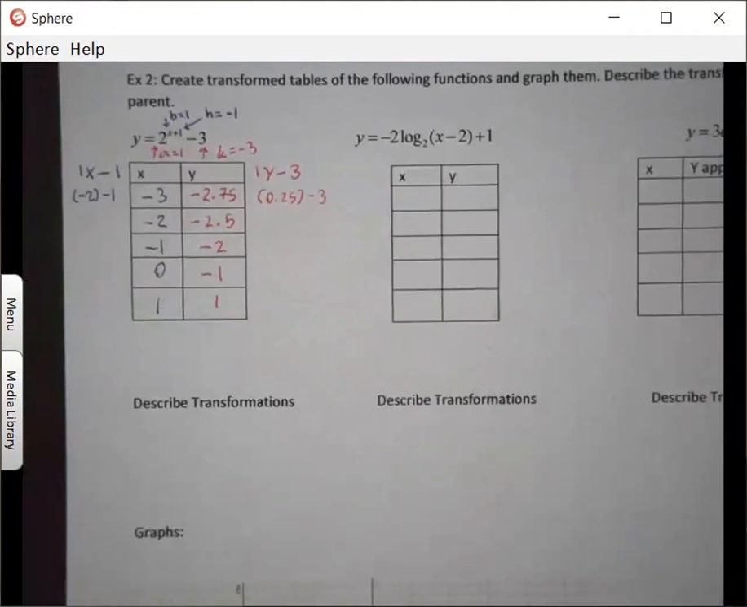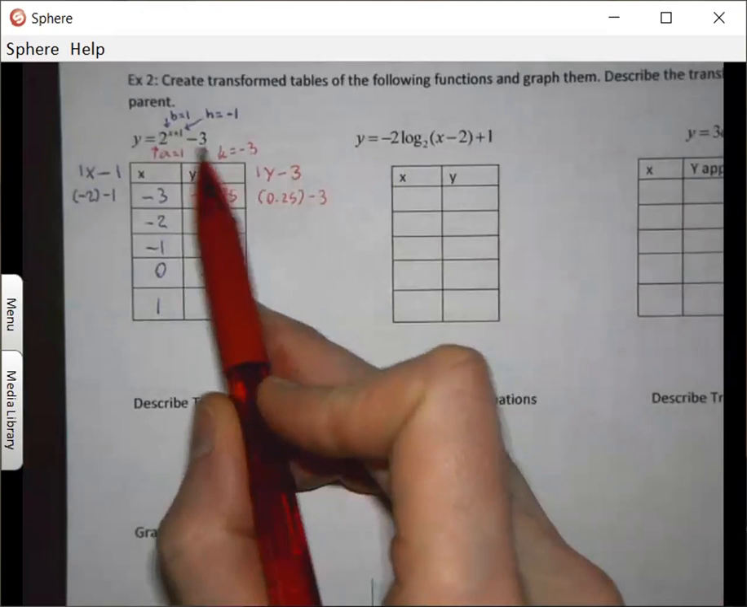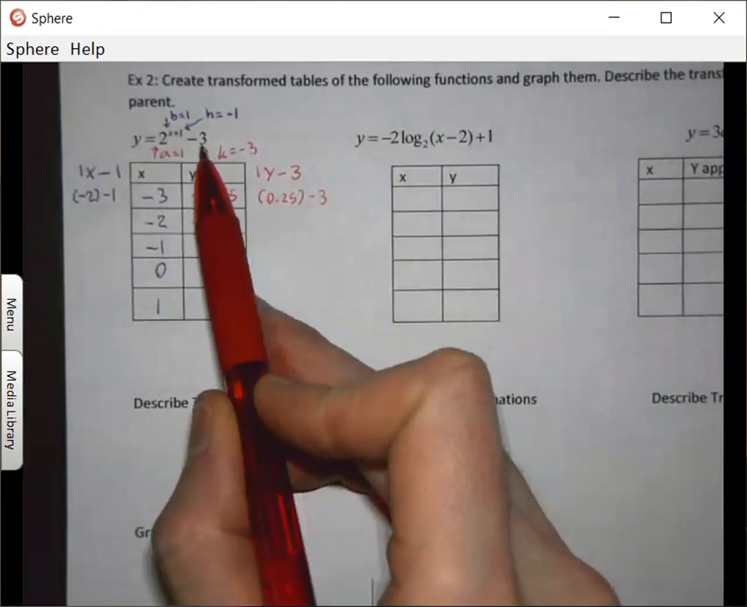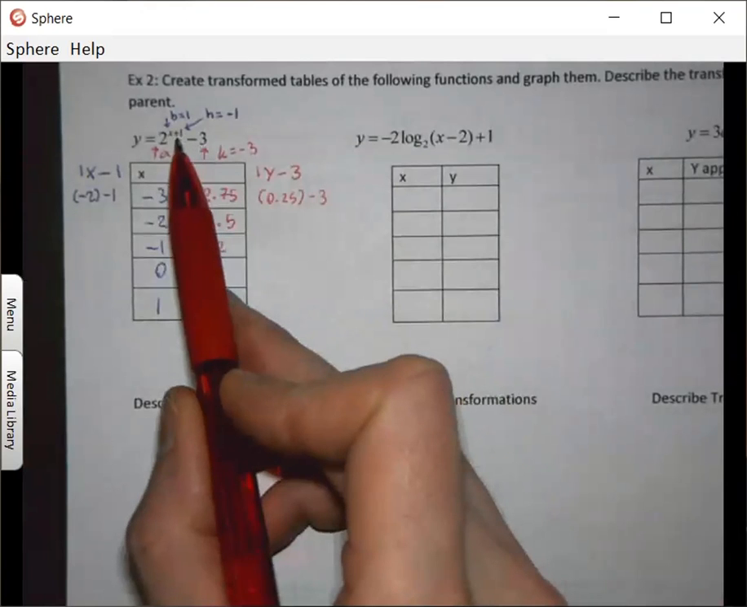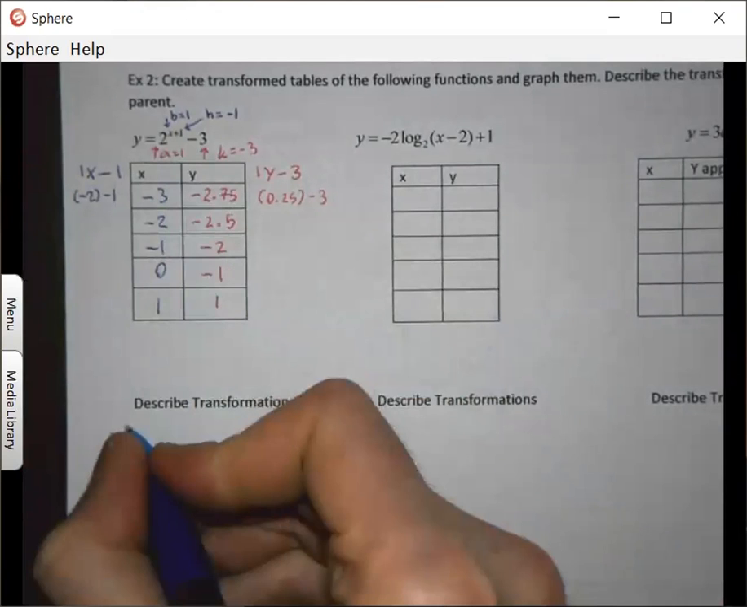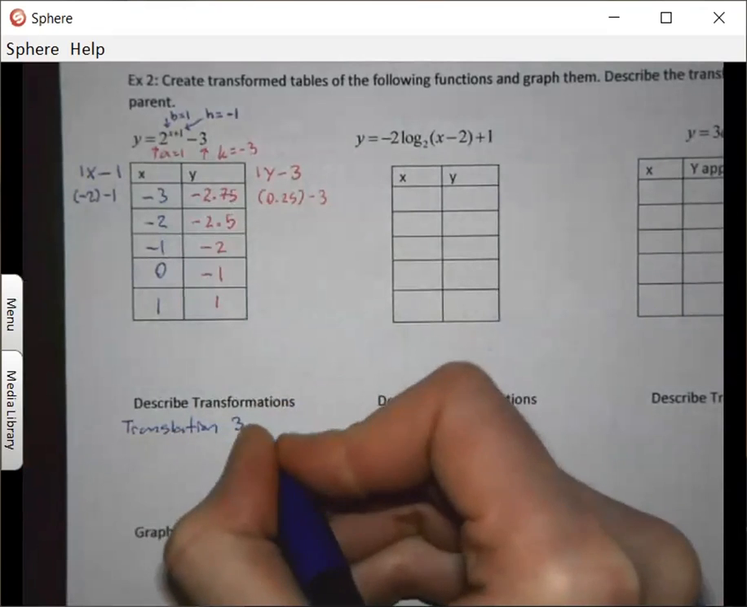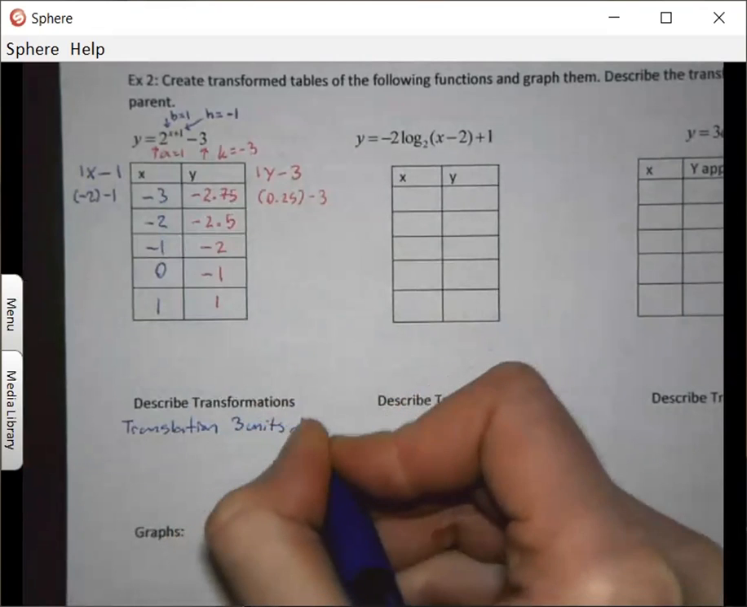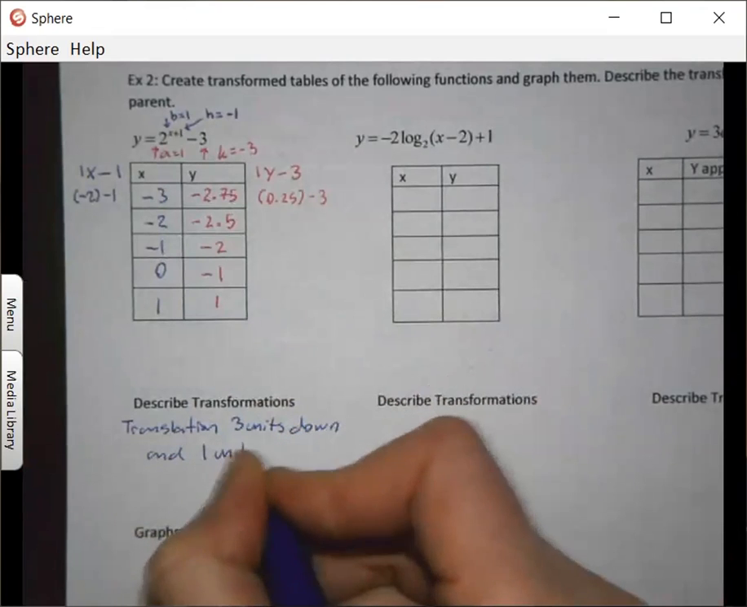Describing the transformations, that's just really writing in words what happened. So our vertical is -3, so that's going to be down 3. Our horizontal is +1, and we're going to think opposite, so that's going to be left 1. Or we can say it's a translation three units down and 1 unit left.